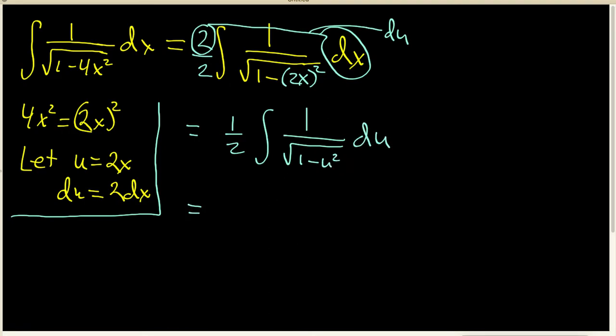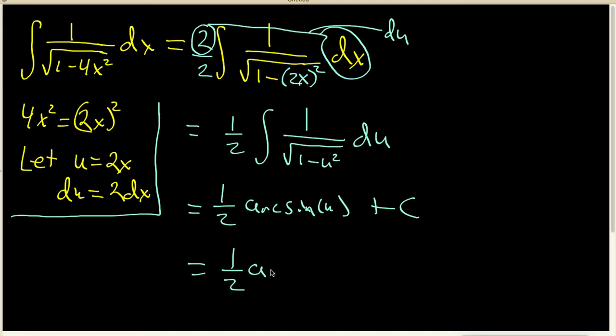And this integral here is known to go back to the arcsine of u. So my answer is going to be 1/2 times the arcsine of u plus any constant that I want to add, and u, of course, was 2x, so the final answer will be 1/2 times the arcsine of 2x plus any constant that I want to add.